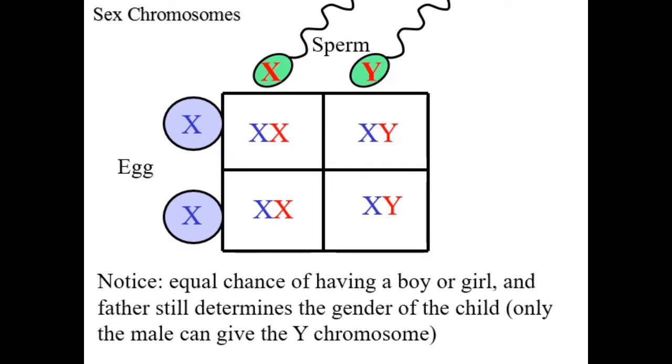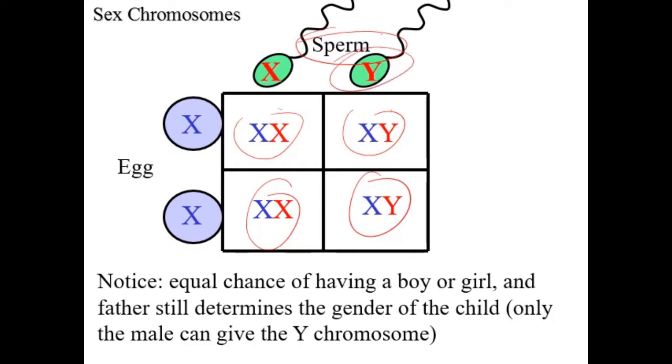And if you notice here in the Punnett square, you'll see there's a percentage here. 2 out of 4 times, you produce a female. And the other 2 out of 4 times, you produce a male. And again, the chances theoretically are equal, though it's not quite equal in real life. And note still that the father's sperm determines the gender of the child, because only the male can give the Y chromosome or the X chromosome. So if he gives the X, it's going to be a girl. If he gives the Y, it's going to be a boy.